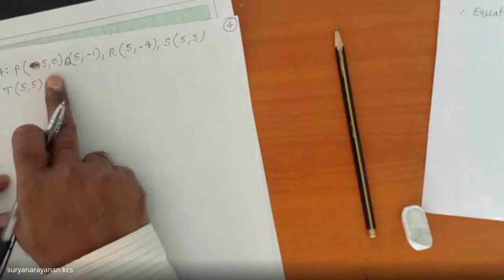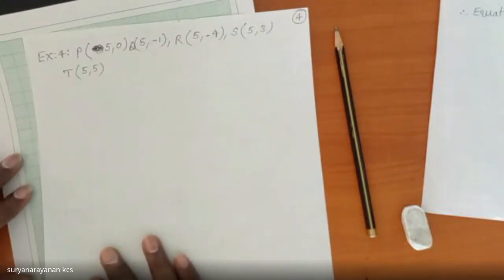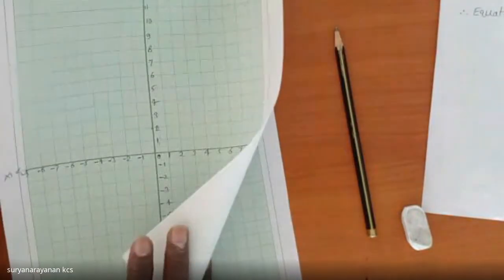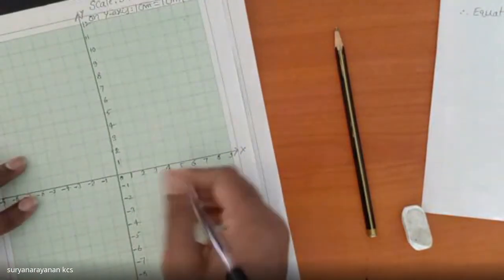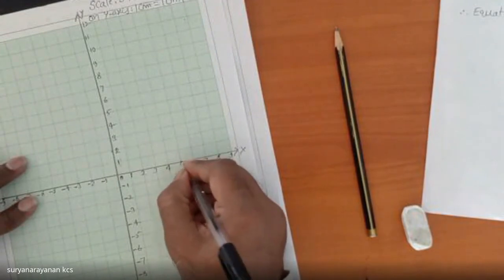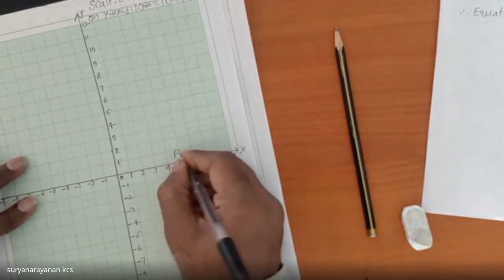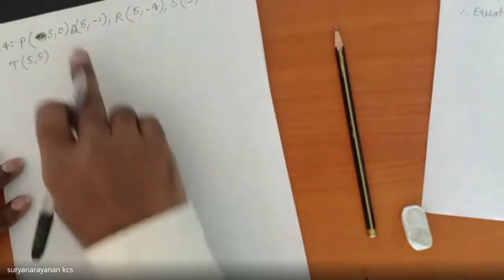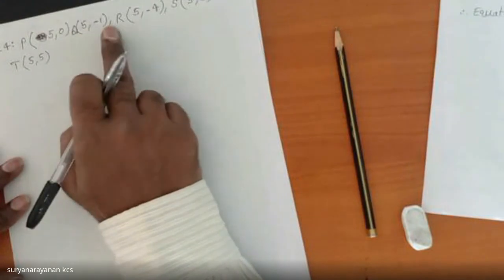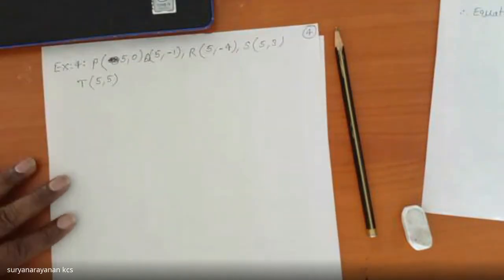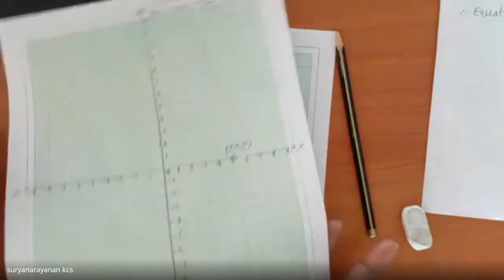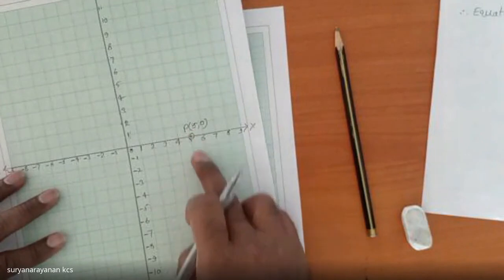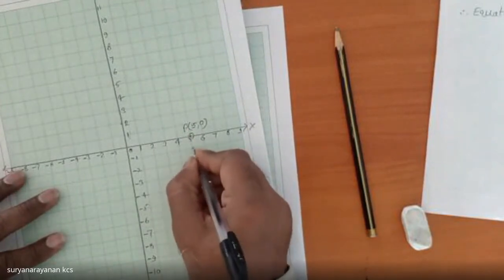P is equal to ordered pair (5, 0). Let us plot this point on the graph sheet. Where does it lie? Here on the x-axis. Next Q, ordered pair (5, -1). We have to locate ordered pair (5, -1). On x-axis 5, on y-axis here, minus 1. This is Q.